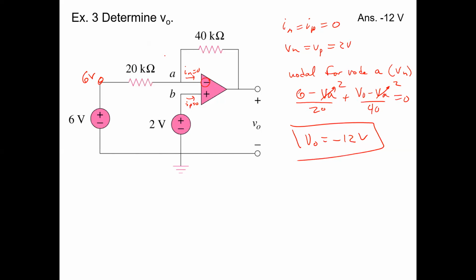So 6 minus VA over 20 plus VO minus VA over 40. In this case, VA is 2 because VB is 2. So, well, let's try that out. 4 over 20 plus VO minus 2 over 40 equals 0. If we multiply everything by 40, we're going to have 8 plus VO minus 2 equals 0. Is that right? So VO looks like -6 instead of -12. Okay, thank you. I'll have to correct that annotated part there.